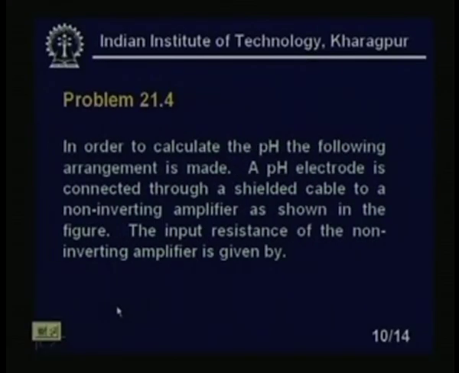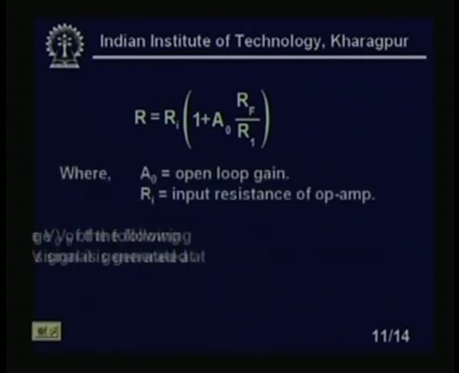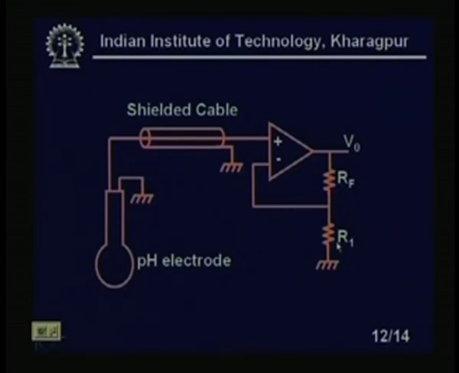Problem number 21.4 says that in order to calculate the pH, the following arrangement is made. A pH electrode is connected through a shielded cable to a non-inverting amplifier as shown in the figure. We will show the figure. The input resistance or impedance of the non-inverting amplifier is given by R equal to Ri times (1 plus A naught Rf by R1). Everything will be clear in the circuit, so let us go back and look at the circuit once again.